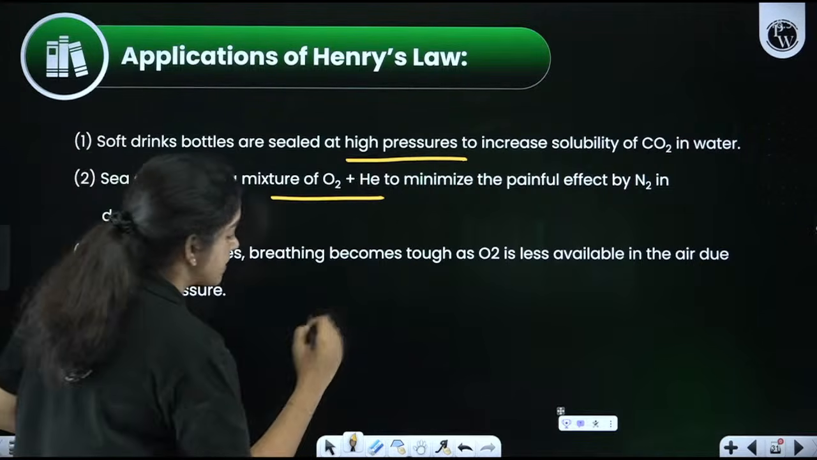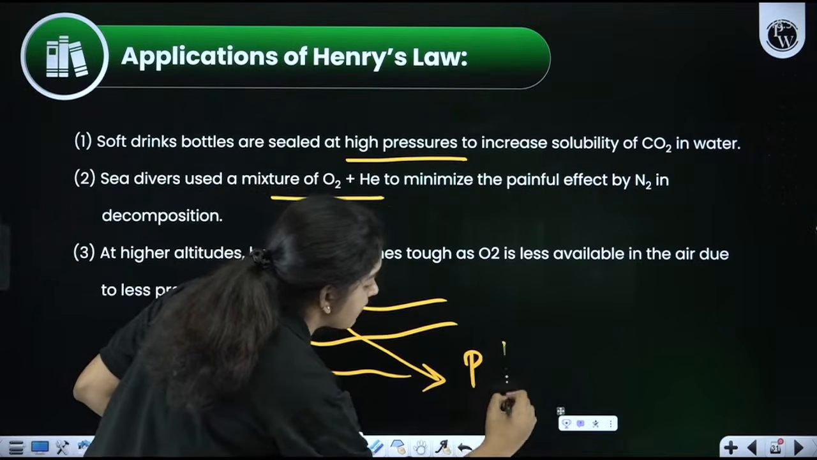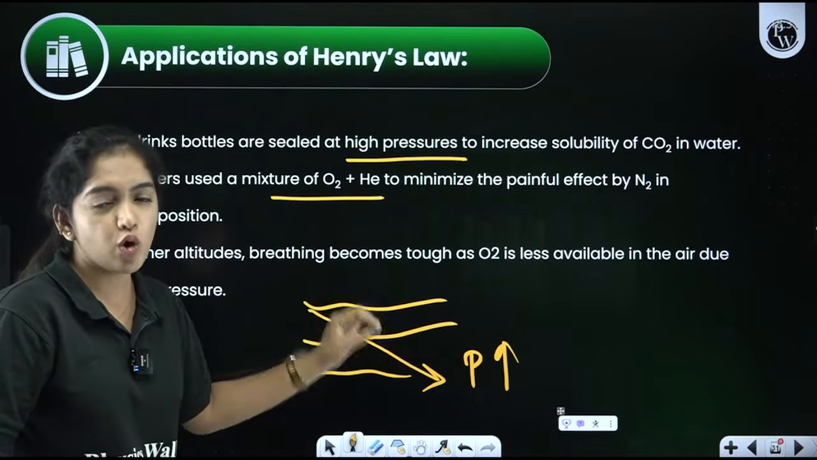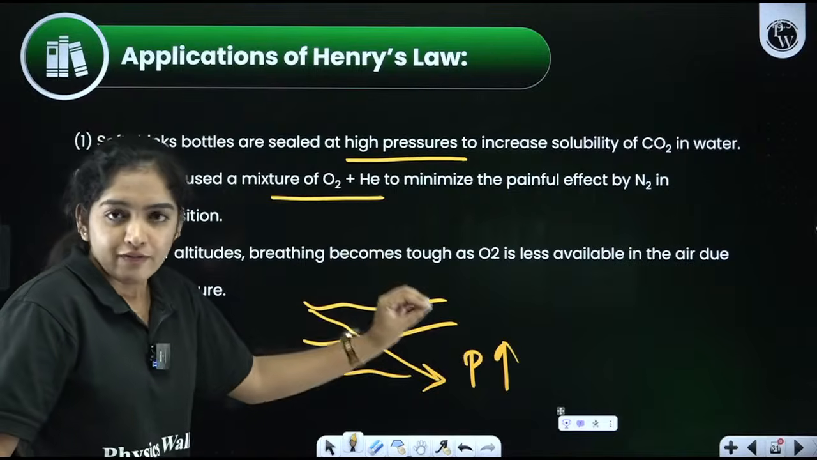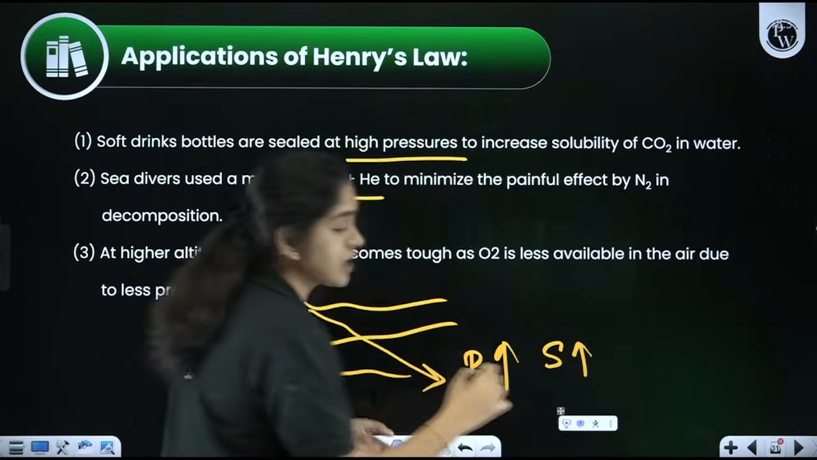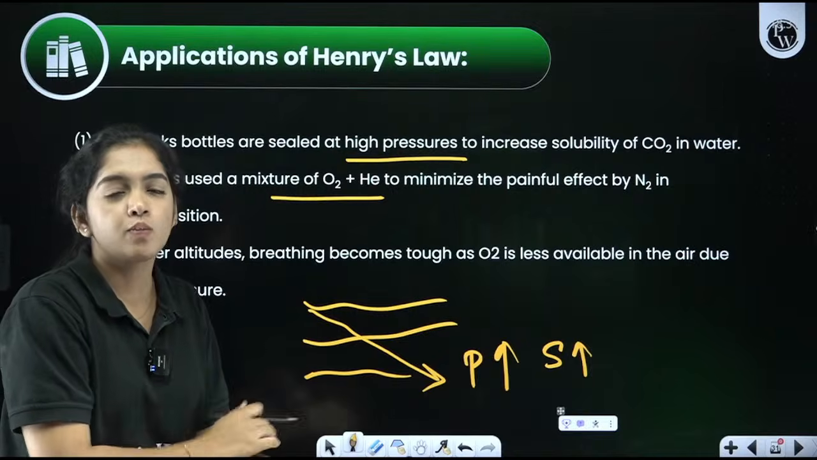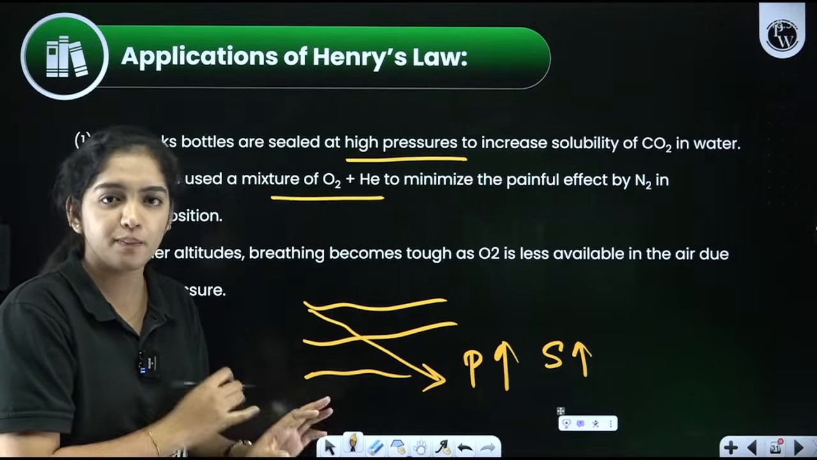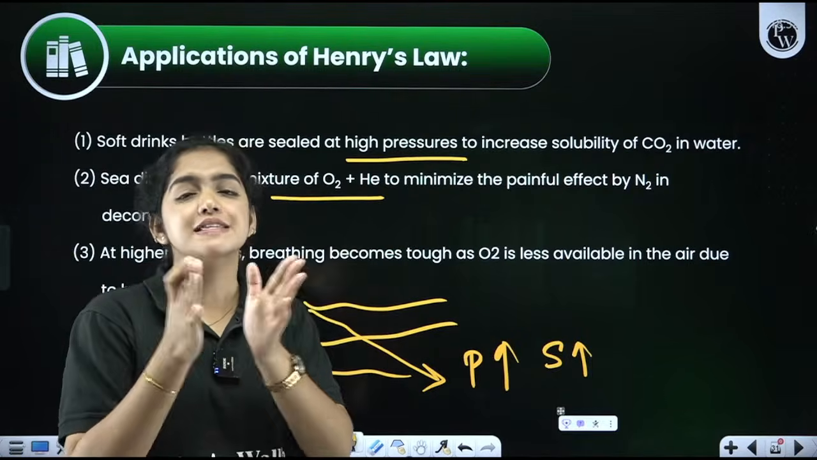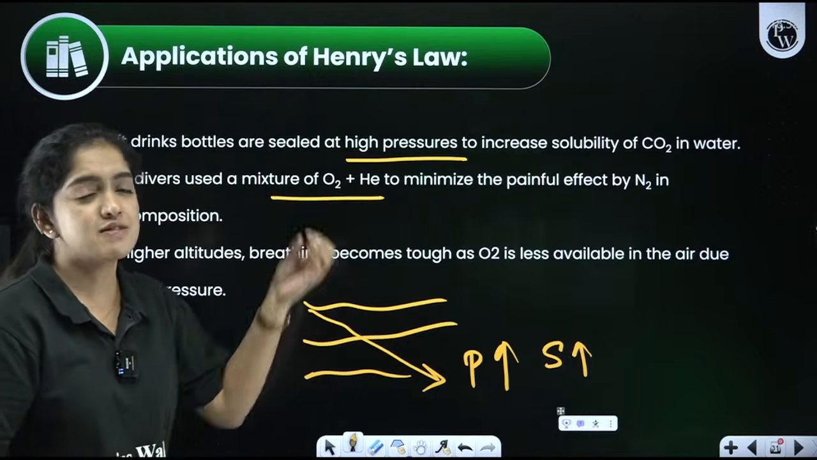If you are going down into the sea, the pressure is very high there, so it is very difficult to cope with the condition. When pressure increases, the solubility also increases, that we learned. So the nitrogen starts to dissolve in our blood, and more gas will be dissolved in our blood. That's why the divers carry a cylinder on their back. The cylinder is filled with oxygen and helium to minimize the painful effect. It is a very dangerous thing.